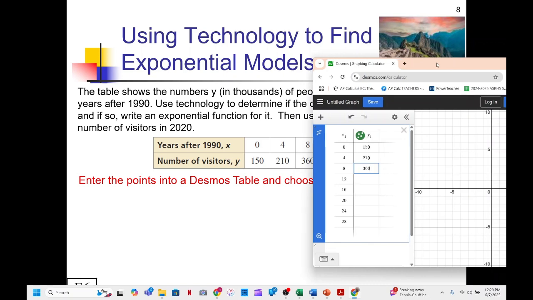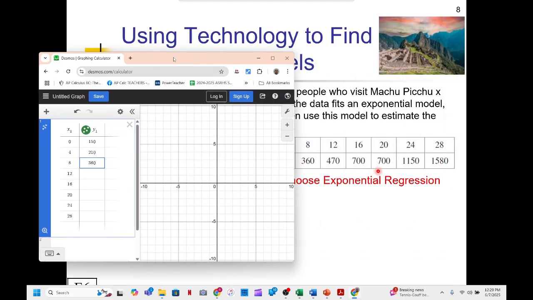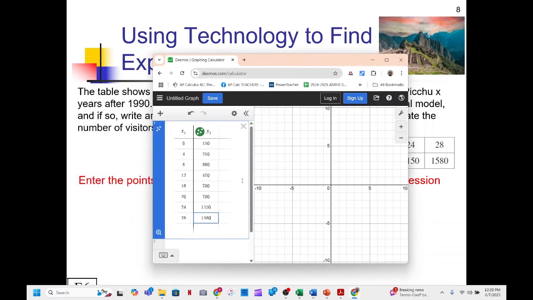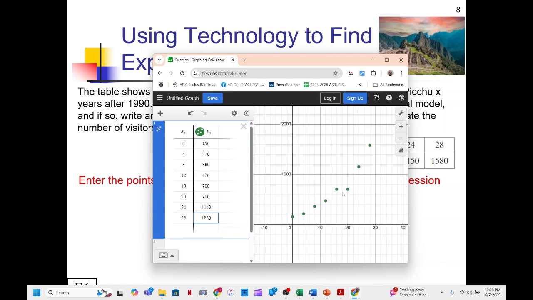and then let me move this so I can get the other side here. We also have 470, 700, another 700, 1150, and 1580. And at this point, once you've got all of those, it's a good idea to press this little magnifying glass to get a zoom fit and actually see the points that you just graphed. And then we'll click this little line up here that adds the regression.